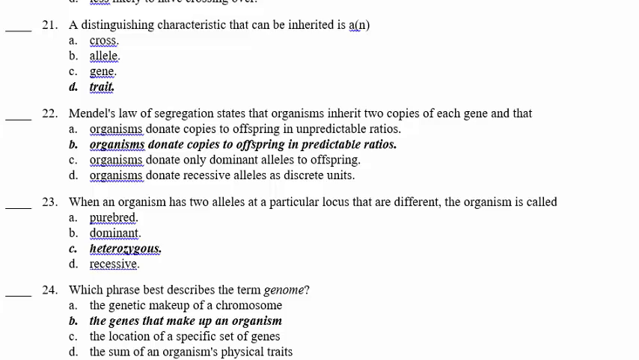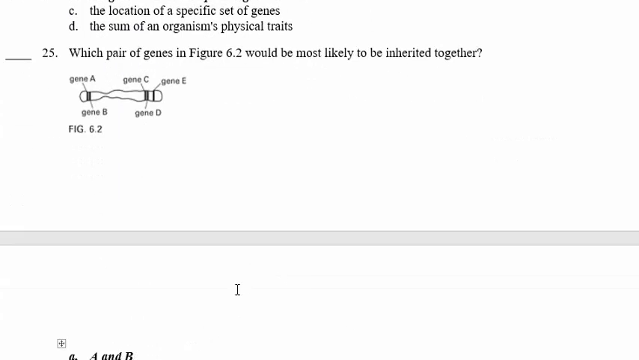24. Which phrase best describes the term genome? The term genome is best described as the genes that make up an organism. As we said, since humanity discovered this idea of the genome, they started actually reading the genes and reading how the genes function.